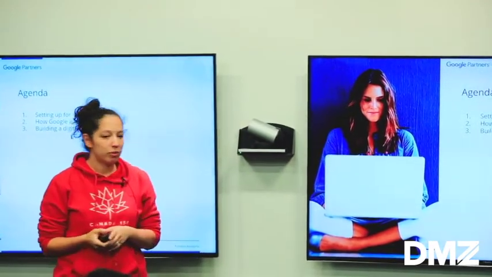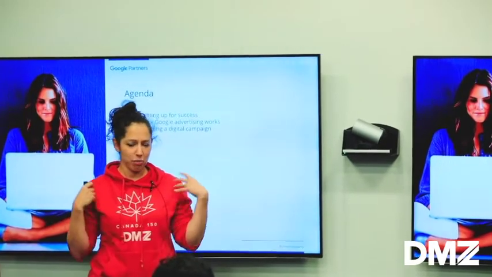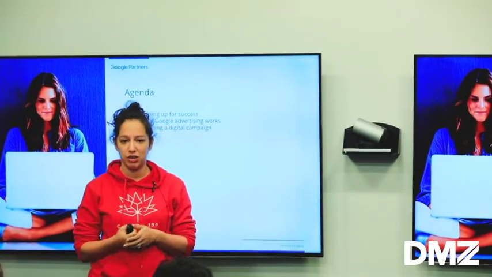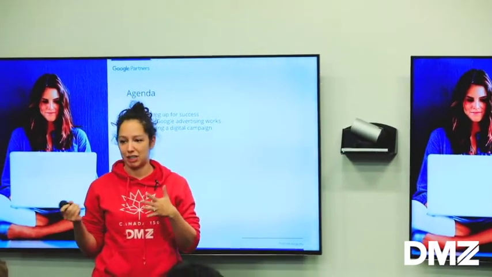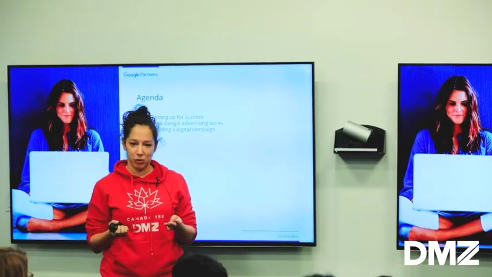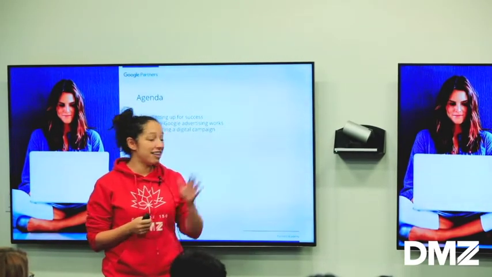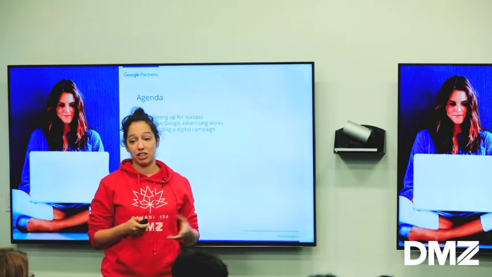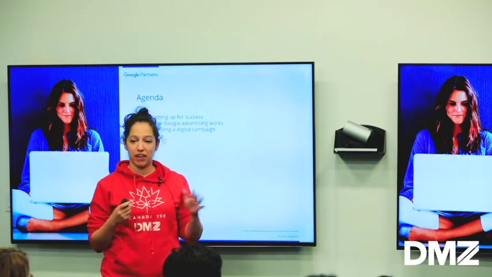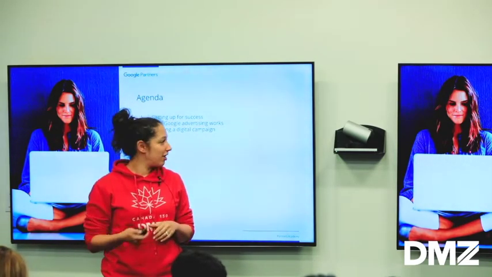So today, we're first going to start with talking about setting up for success. Before you even get started with AdWords, there's a little bit of thinking and strategizing you need to do to make sure that once you start spending money, you're spending it in the right place. And then we're going to go through how Google advertising works. I also like to call that the debunking myths section. And then finally, we're going to walk through an example of actually building a digital campaign. And at the end of the presentation, I will leave you with 5 free things you can do right away to help your business. So let's jump in.